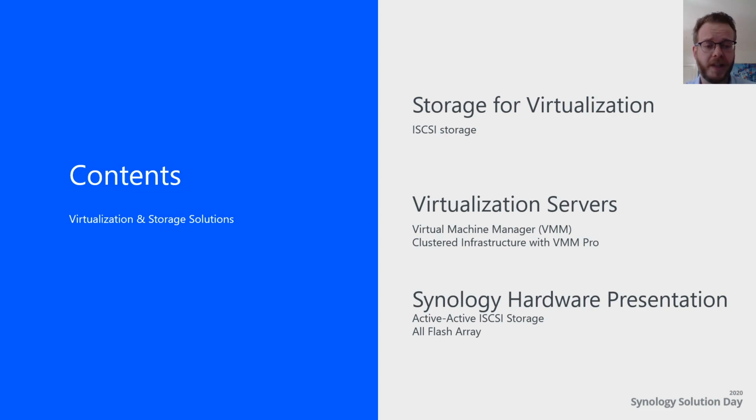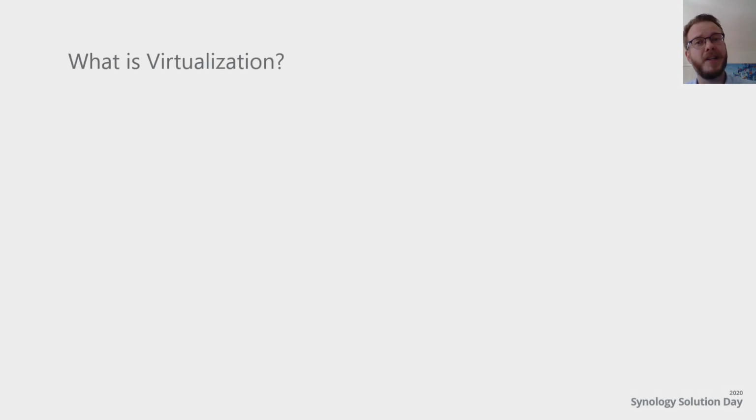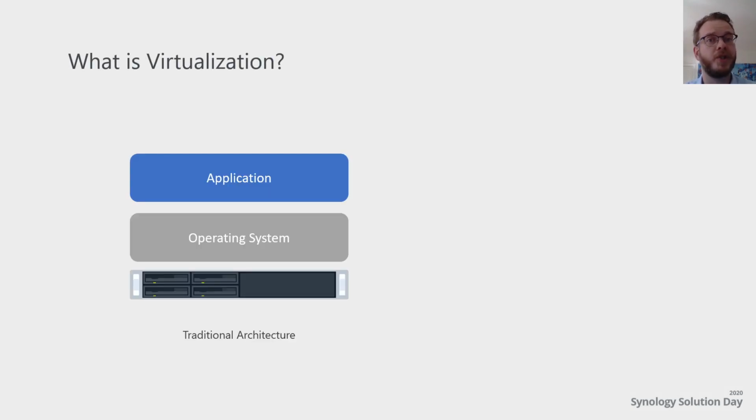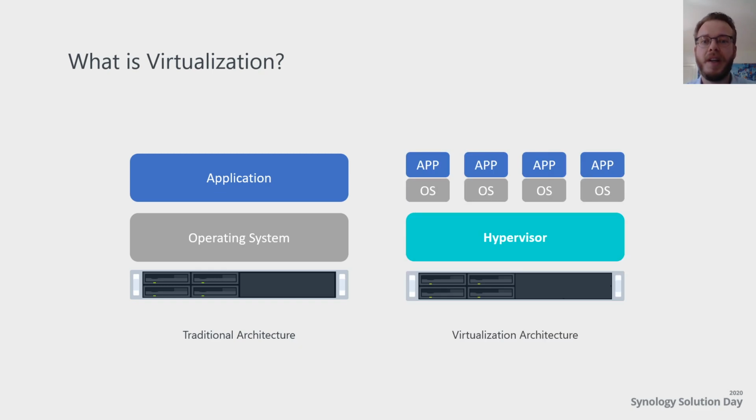But first, we're going to take one step back and take a look at what is virtualization. I know many of you already know what virtualization is, so it will be just a small recap. If we look at the traditional architecture, you have your server or your computer running a single operating system with the applications on it. If we look at the virtualization architecture, your PC or your server will be able to run multiple operating systems and multiple applications on this, allowing you to use the full resources of your hardware.